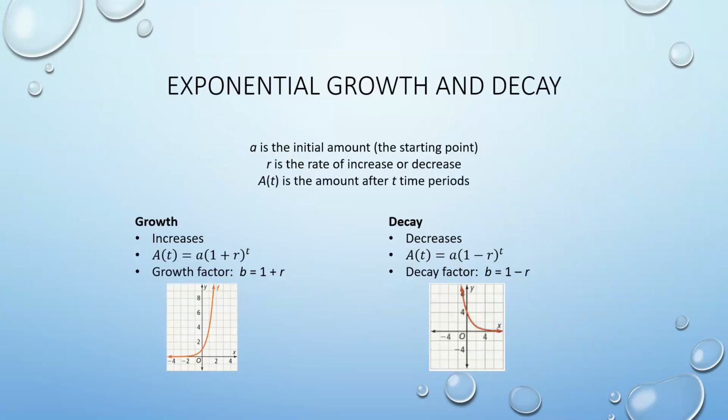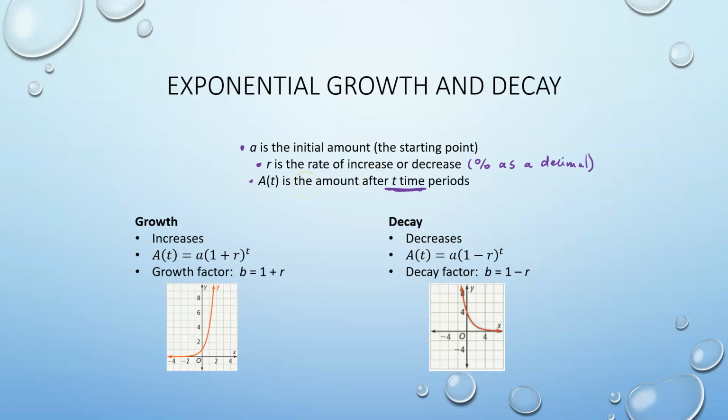Today we're going to be switching. We're going to actually be writing equations given situations. So when we write exponential growth and decay functions, a is the initial amount or the starting point that the problem is talking about. So you'll want to get this in your notes, okay? So pause the video, make sure you get these down. r is going to be the rate of increase or decrease. It's usually given as a percent. You need to convert it to a decimal. And a of t, so what you're solving for, is the amount after t time period. So t is time, a of t is kind of the final amount.